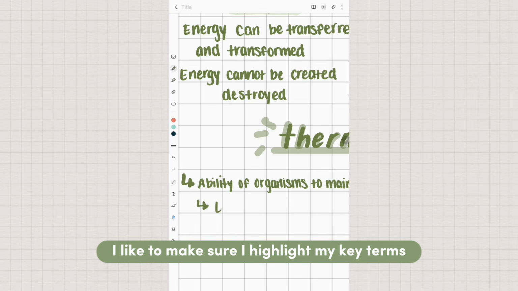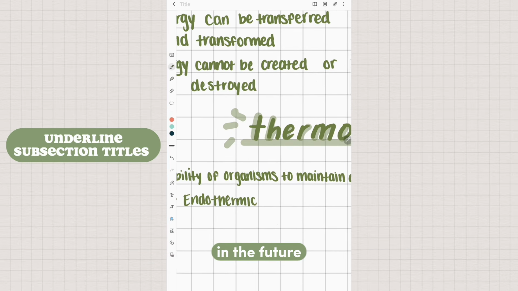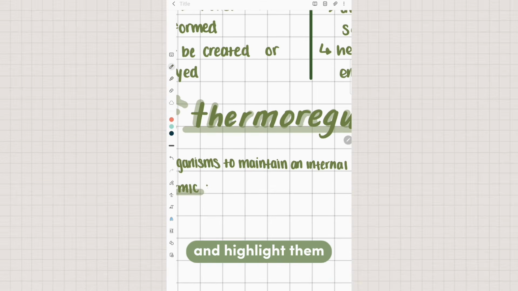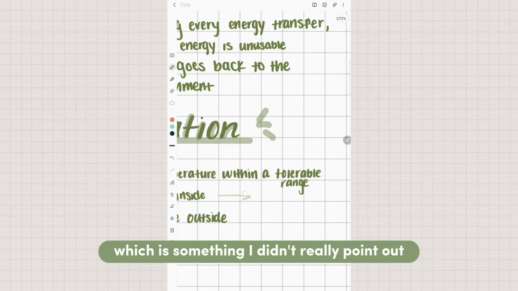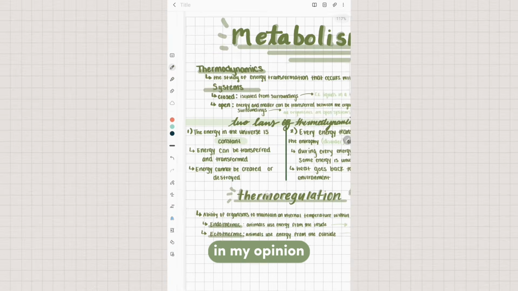And then again, I like to make sure I highlight my key terms and my keywords so that when I make flashcards in the future, I can just scan my study guide or my study page just for all the keywords and just copy them and highlight them into Quizlet. I've also been using arrows, which is something I didn't really point out, but I don't really use bullet points. I use arrows because I think they're super cute in my opinion.